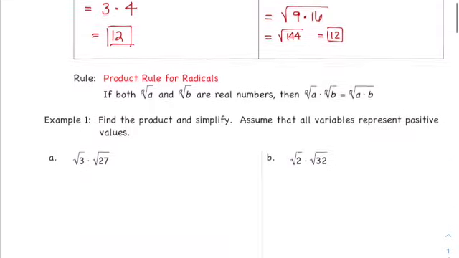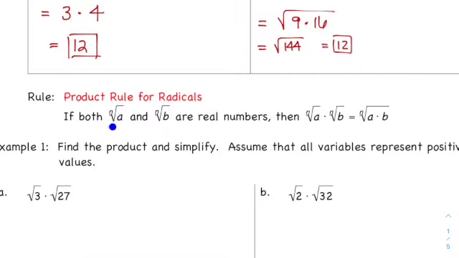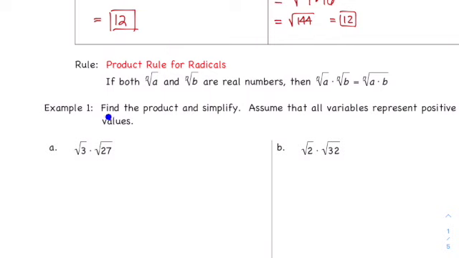Going on to the next thing, product rule for radicals. If both a to the nth power and b to the nth power are real numbers, so notice the n is going to be the same. Because they are the same, then you can put it underneath the square root, and the n, which is the index number, is going to be the same, can be pulled out, and then that's just a times b. Based on that rule, example 1, find the product and simplify. Assume that all variables represent positive values.